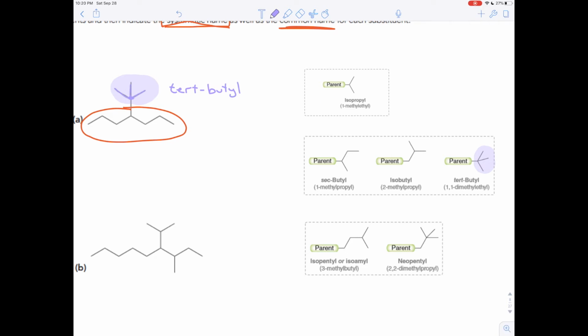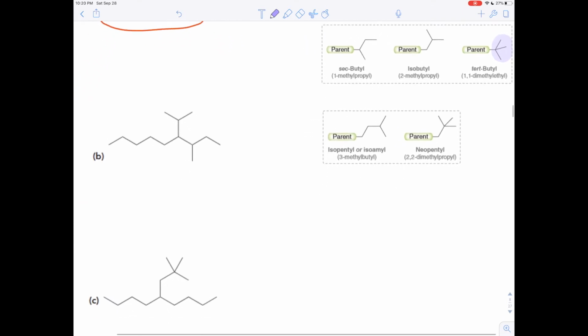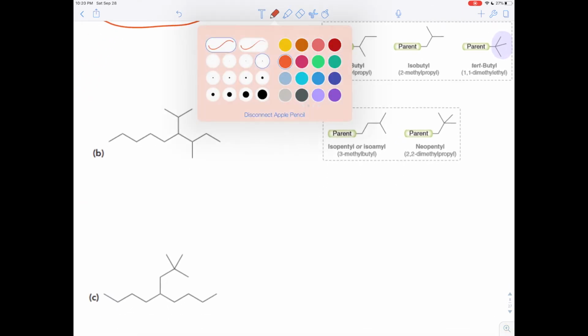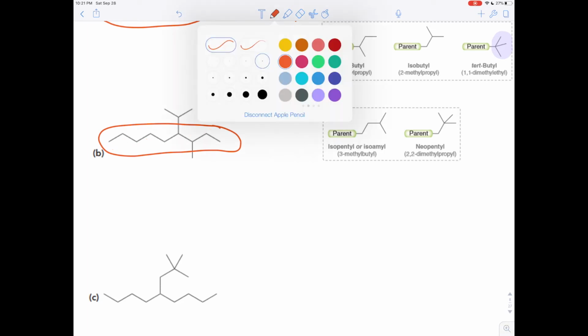The one carbon bonded to 1, 2, 3 other carbons. It's tertiary, tert-butyl. For this next one, find the parent chain. We've got 1, 2, 3, 4, 5, 6, 7, 8, 9. That's the longest carbon chain I can find without going backwards or lifting up my pencil. In this example, we're not trying to name that parent chain, just the branches.